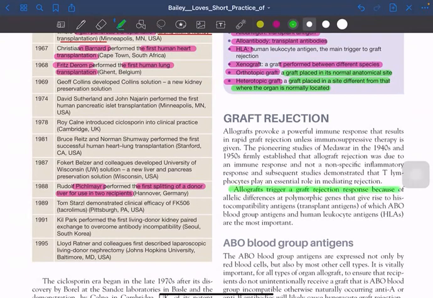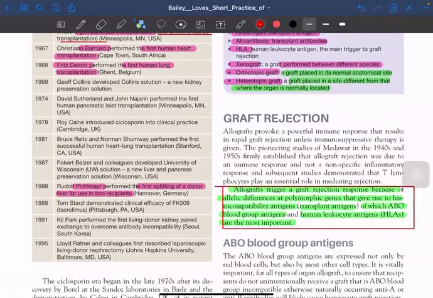The allografts trigger a graft rejection response because of allelic differences at polymorphic genes that give rise to histocompatibility antigens, the transplant antigens. And basically histocompatibility antigens are two, of which ABO blood group antigens and HLA are the most important. Two are the most important, HLA and the ABO.